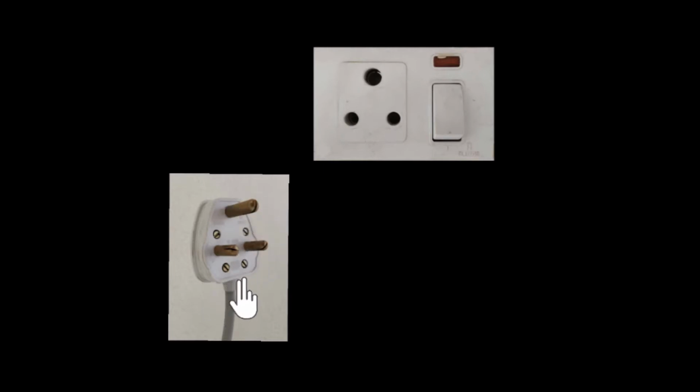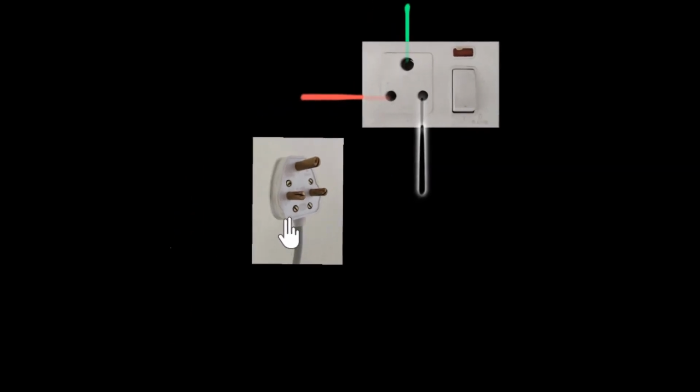But how, you may be wondering, can a little feature like making one pin longer save us from shocks? Well, to answer that question, we need to explore what are the different wires that come to your plug point and what each wire does. So that's what we'll do in this video. We'll explore these three wires and then hopefully we'll be able to answer the original question.